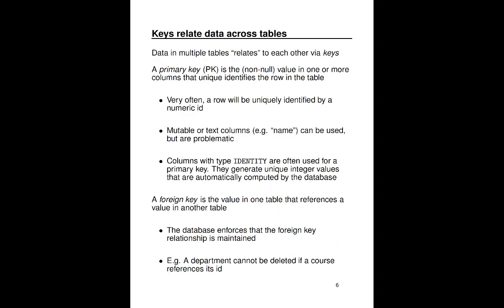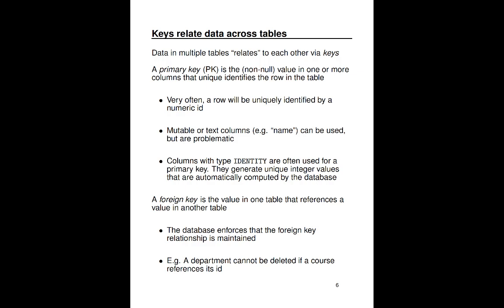Now those IDs that are referenced across tables are referred to as keys. And keys are a fundamental concept in relational databases. They are the relation. They are the things that relate tables to each other in the relational database. There are 2 kinds of keys that I want to discuss. The first one is called a primary key, abbreviated as PK. And this is the value in one or more columns that uniquely identifies a row in the table. And this value must be non-null. You can't have a null primary key. It has to have a value, like those numbers in the tables we saw in the previous slide.